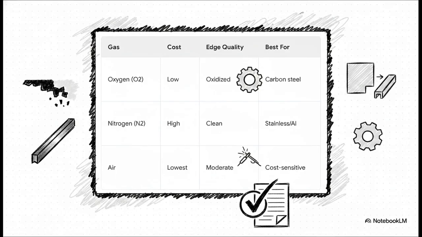Now, that feed rate has to balance perfectly with the most overlooked invisible quality factor in the game, assist gas. This right here dictates your secondary processing costs, so definitely pay attention to this part. Oxygen?